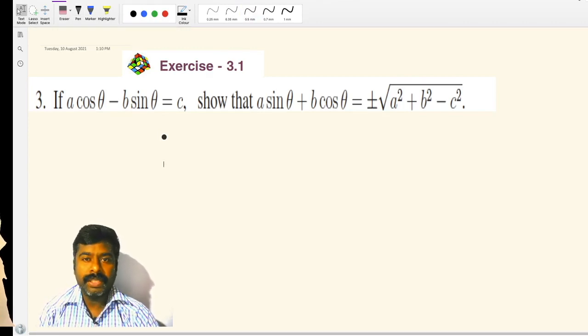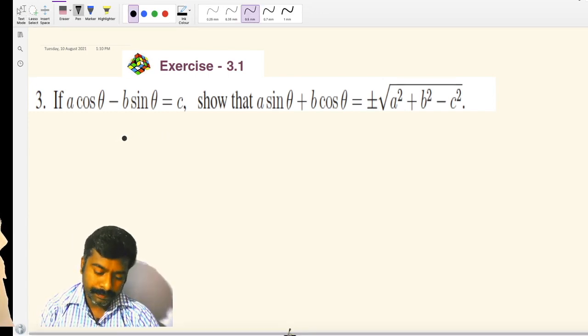Today I am going to teach you Tamil Nadu syllabus 11th standard Maths, chapter 3 trigonometry, exercise 3.1, problem number 3. If a cos theta minus b sin theta equals c, show that a sin theta plus b cos theta equals plus or minus root of a square plus b square minus c square. Solution.